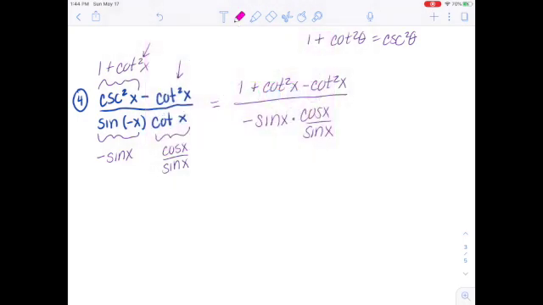All right, now we get to cancel. So cotangents drop out. We've got sine of x's drop out. And we're left with 1 over, what's left? Negative cosine of x. All right, so you could leave it like that, or I would also take negative secant of x.